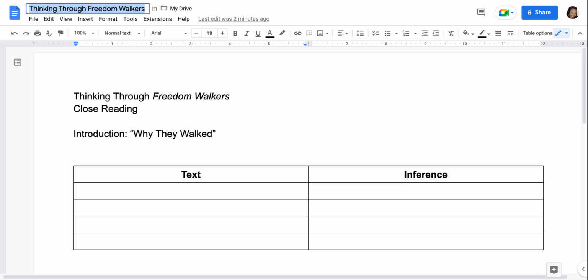Okay, so let's revisit the title of the introduction. You should have your books open to page 1 of the introduction, and you have your copy of the Freedom Walkers close reading chart in front of you. Let's take a look at the title, Why They Walked. If you would, take a moment to share why they walked. Answer the question. In your answer, let's hear who's the they and why do you think they walked? After having read it, please pause and share your answer to the video.